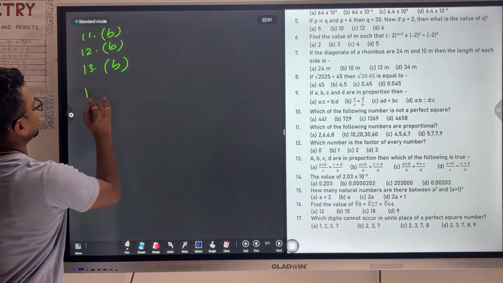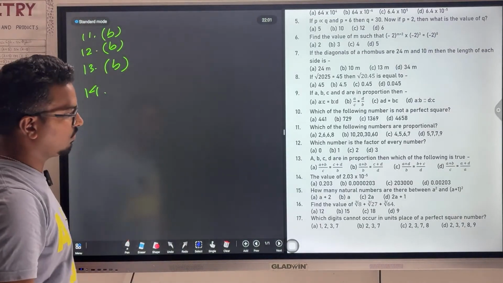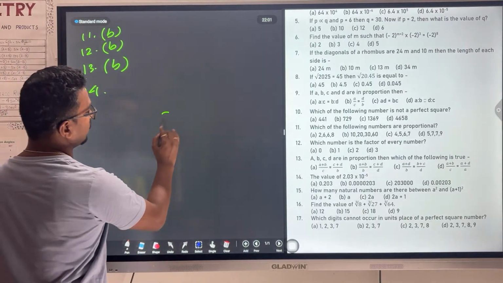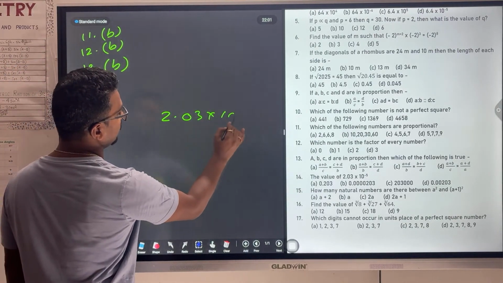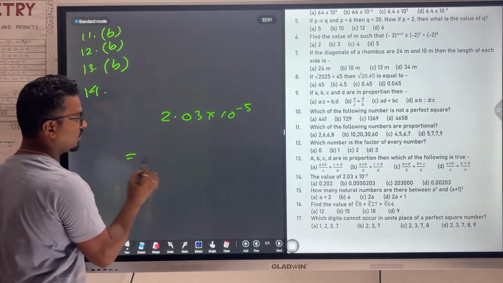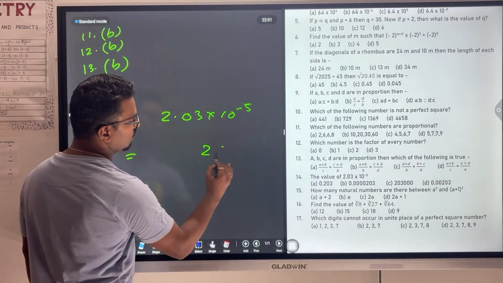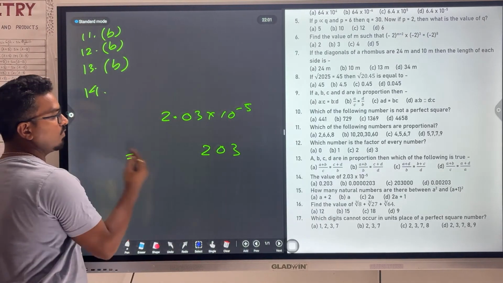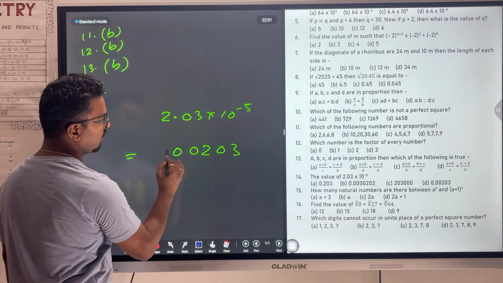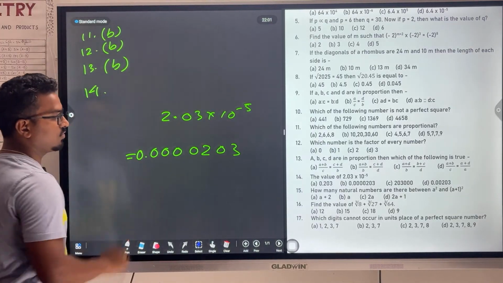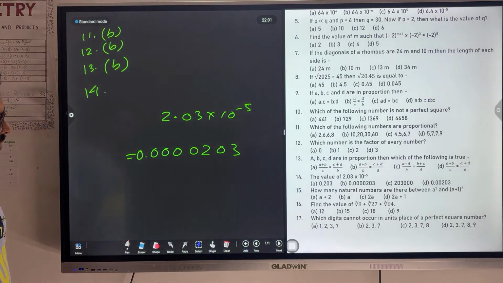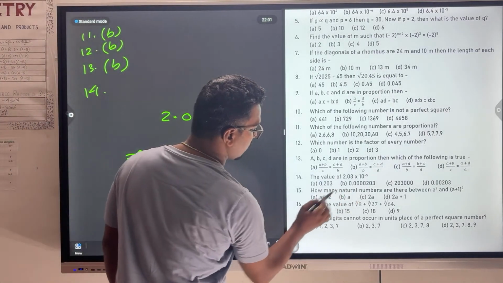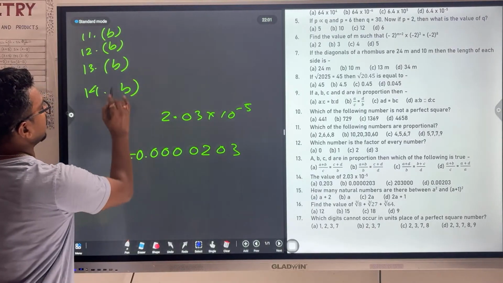Question number 14. What is the value of 2.03 into 10 to the power minus 5? Minus 5 is given. What will we do now? Write it as 203. Since minus 5 is given, where will the decimal move? It will move to this side, so 1, 2, 3, 4, 5. This will be the answer. Which option? Count the zeros on the side, so 1, 2, 3, 4. Option B. Okay, option B.